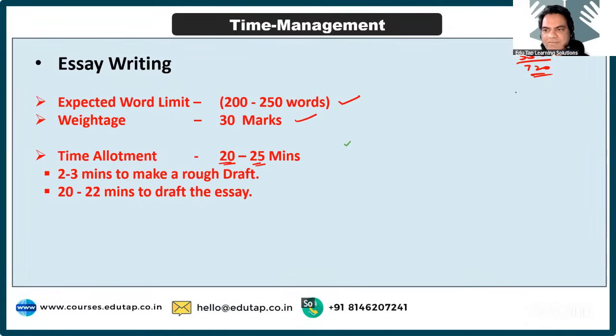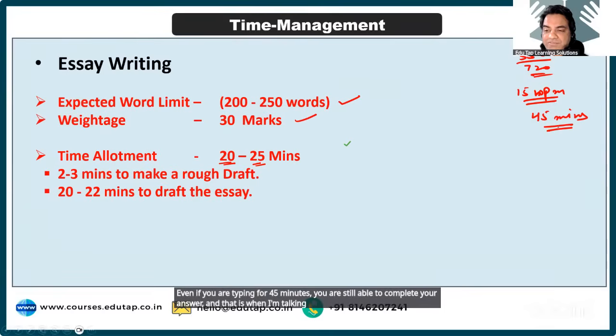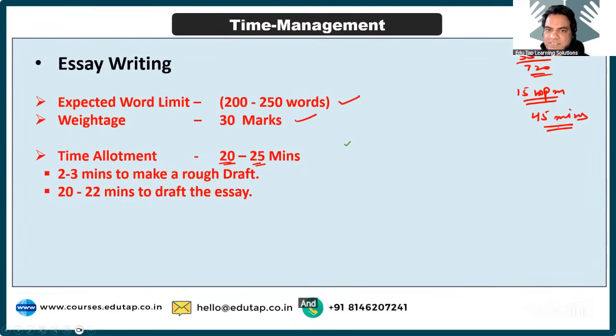So even if you have a decent typing speed of 15 words per minute, how much time do you need to complete your answers? Just multiply it. Even if you are typing for 45 minutes, you are still able to complete your answer. And that is when you are typing at 15 words per minute. Just imagine, even if you type with index fingers, you can type 20 words per minute. So typing speed is never the issue in such exams.